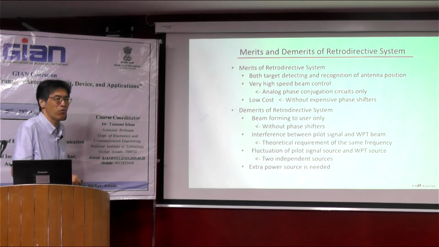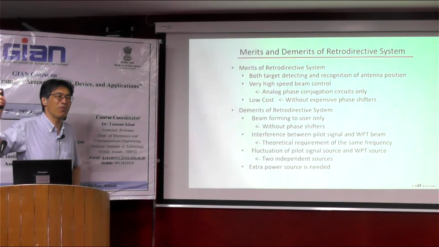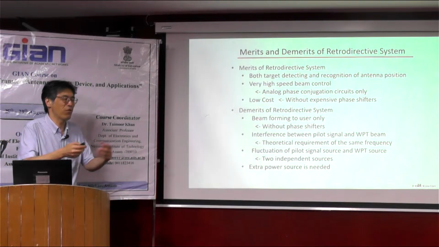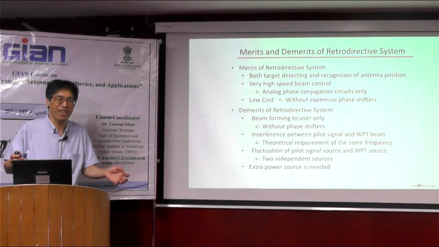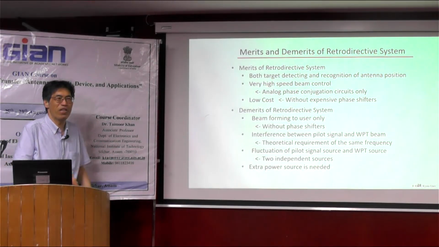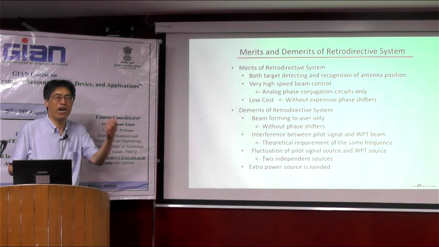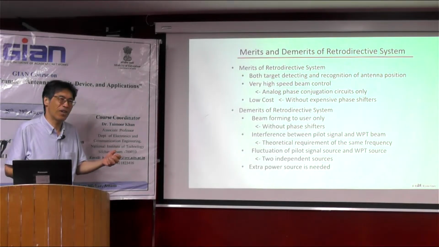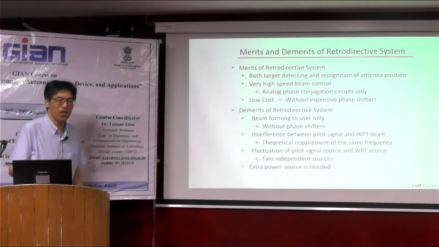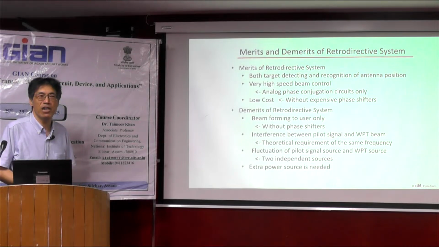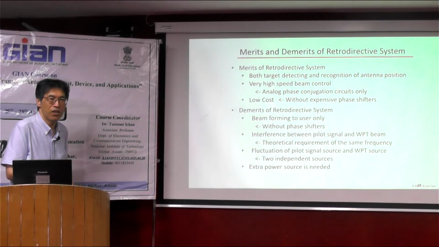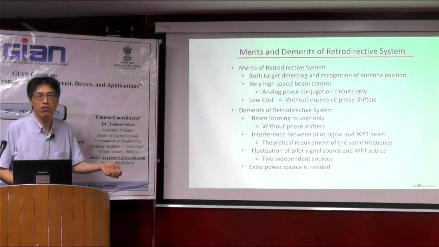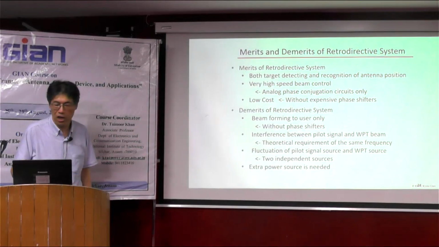And this is the most important demerit. We need an extra power source at the receiver to transmit the pilot signal. Someone asked me at that time, we would like to drive the IoT sensor without any battery. But in this case, we need a special battery to drive the pilot signal. So as a WPT system, it's better or worse. So this is a demerit. But we are engineers, so we know these demerits, and we have already developed revised retrodirective systems in consideration of these demerits.